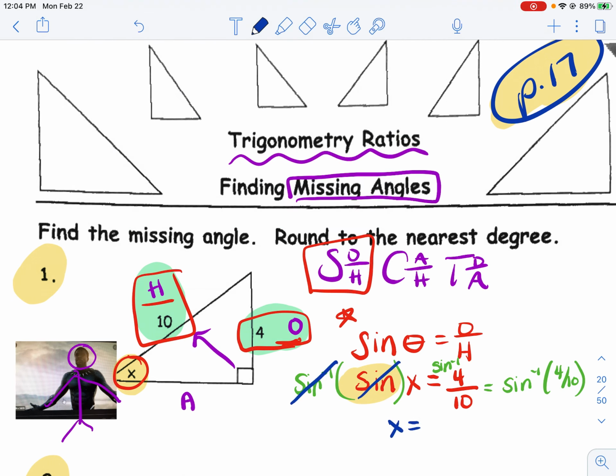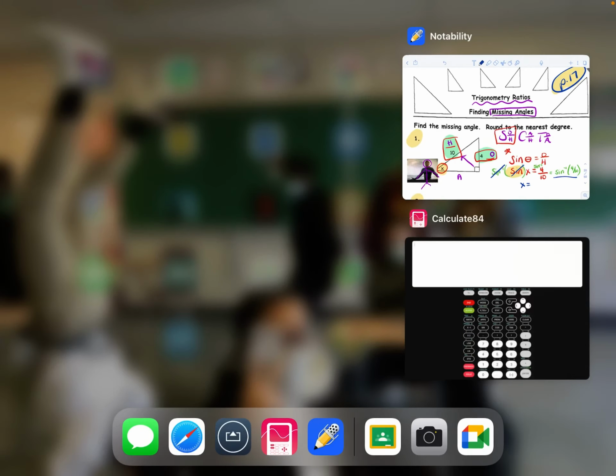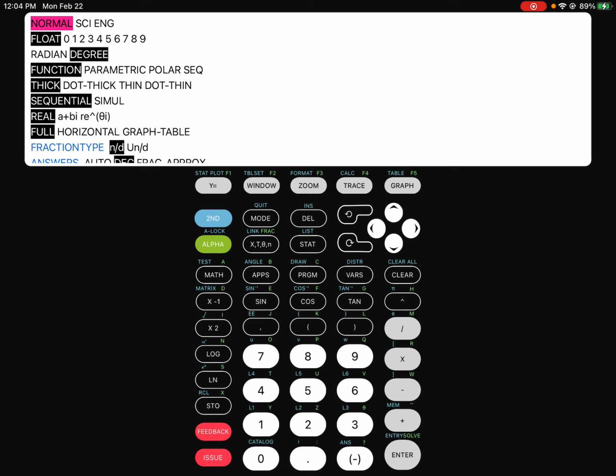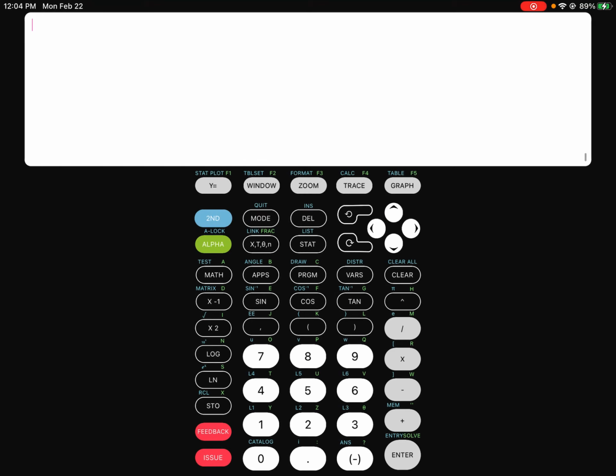X equals, so I'm going to put this in my calculator. Let me go through how to do this. Now, first of all, I already have the calculator. Oh my gosh, Mr. Fields and Miss Valerie would be so mad at me. What did I forget? Mode. Let me go down, down, down. Make sure you're in degree mode first. If you're not, you're going to get this wrong, my friends.